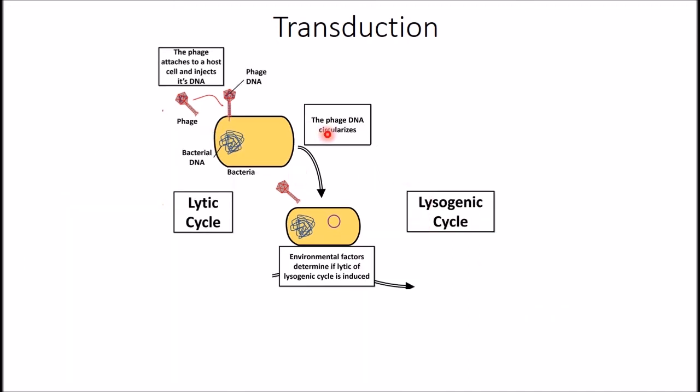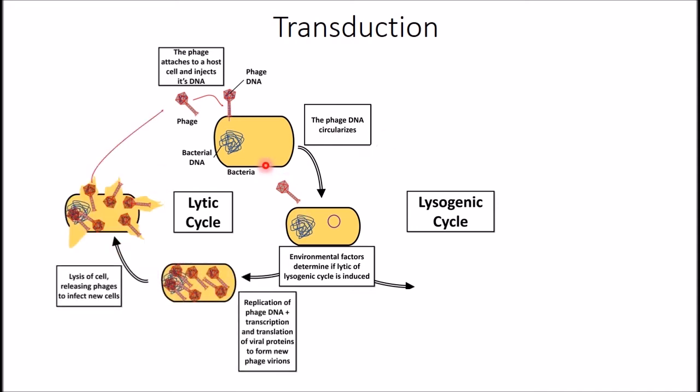So right, we went through the lytic cycle. The two cycles, the lytic and the lysogenic. The lytic is as follows, right? We already went through it. Lysogenic, though, is something we haven't gone through yet. So again, the phage attaches to the host cell and injects its DNA. Phage DNA circularizes, and then environmental factors determine if we go through the lytic or lysogenic cycle.